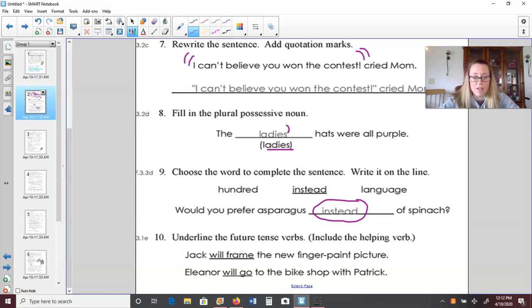And number 10, underline our future tense verbs, including the helping verb. Remember, future tense means it's going to happen. It will happen. So Jack will frame the new finger paint picture. Will frame, that includes the helping verb will, telling us that this is going to happen in the future. Eleanor will go to the bike shop with Patrick. Will go. Okay, she will go. Tells us it's going to happen in the future.